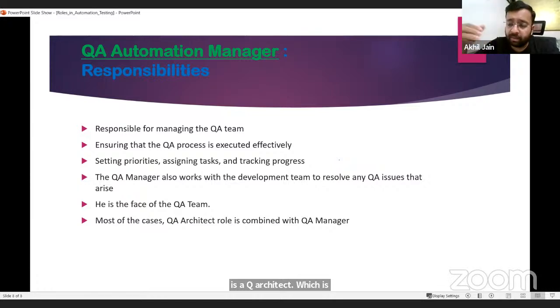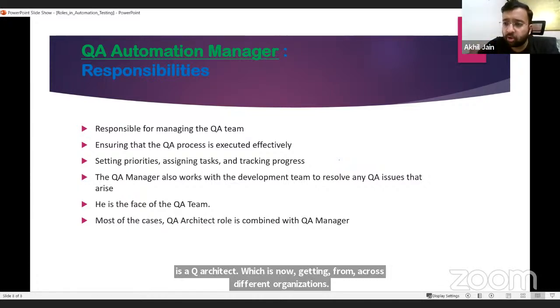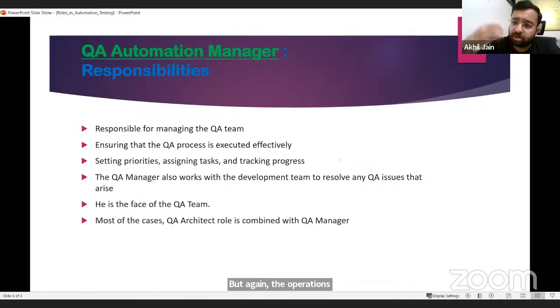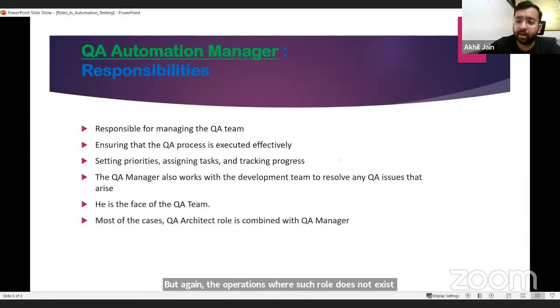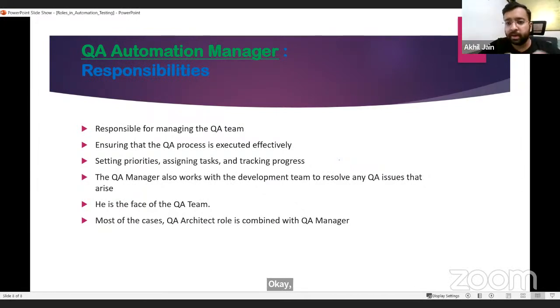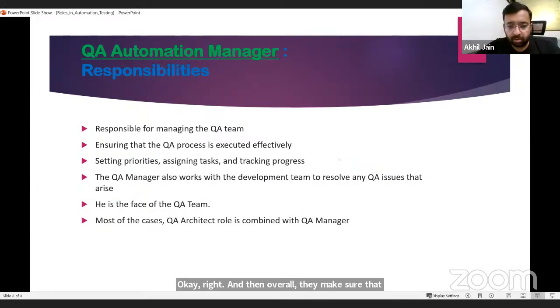But again, in organizations where such a role does not exist, the responsibility of a QA architect comes partly to the QA manager and partly goes to the lead engineer. Overall, they make sure that things are implemented in the right way. So this is all the responsibility of a QA automation manager.